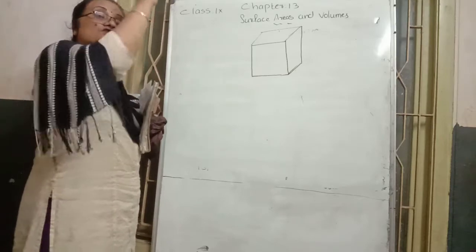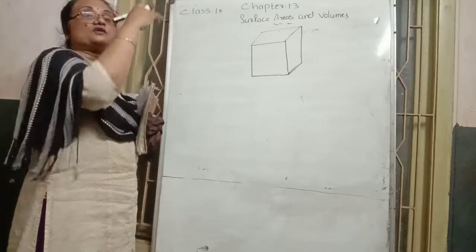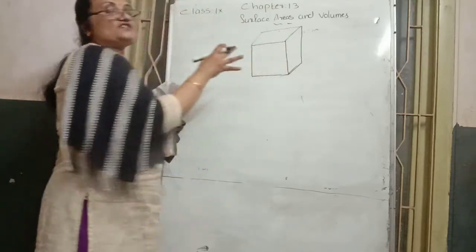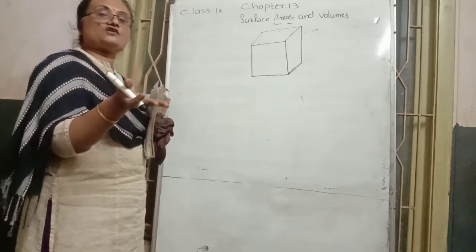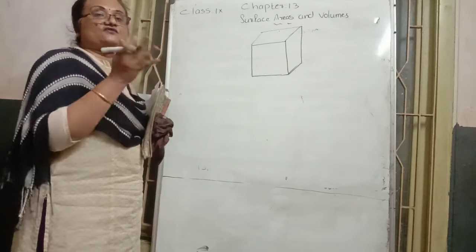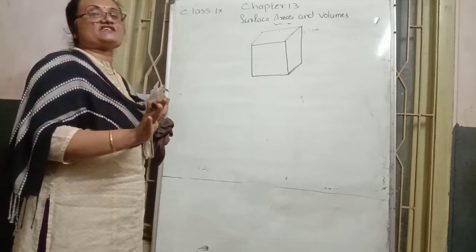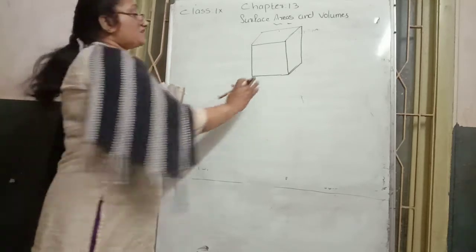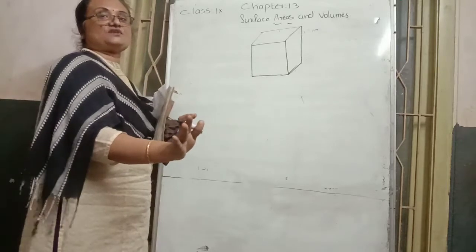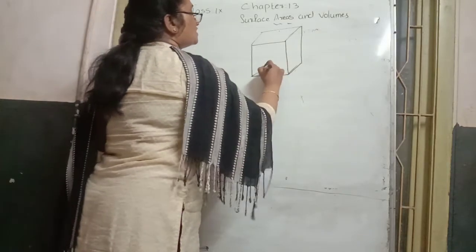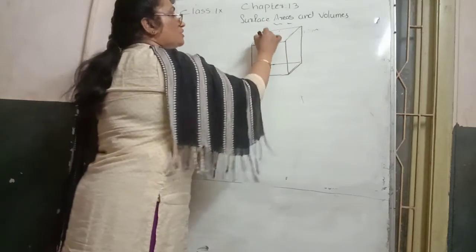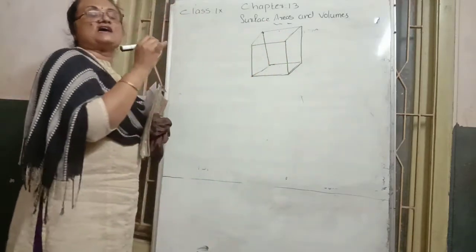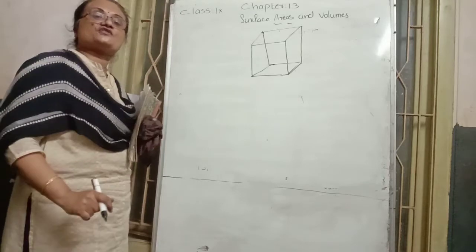Then the 4 walls and the top part are covered with tarpaulin, and the floor is not covered. 4 walls and top means how many faces? We know that a box has 6 faces. Of those 6 faces, the floor is not covered. That is the meaning. The top is covered, and the 4 walls are also covered.